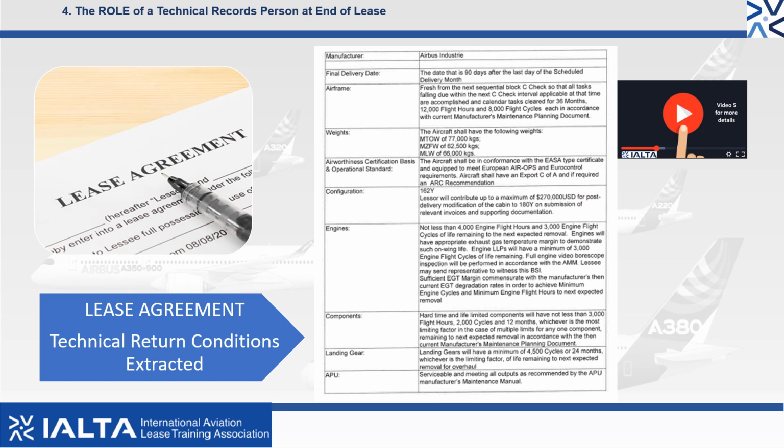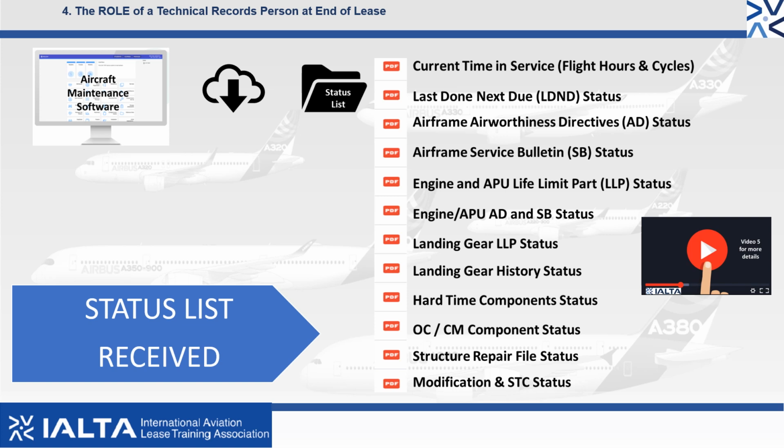The lessor will supply the person performing the technical records review with the technical return conditions from the lease agreement to ensure that the returning airline's technical records meet the requirements. In video 5, we will discuss some typical technical return conditions. The returning airline will issue the lessor with a technical records status list. These are a certified and dated set of technical records to confirm the condition and status of the aircraft at the date issued by the airline.